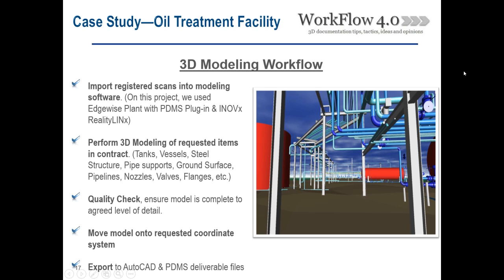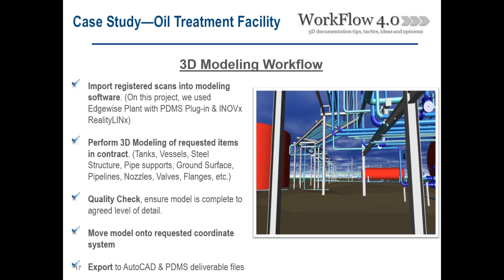So next, after doing the scanning, after doing the registering, and having a point cloud ready to use, we move into our 3D modeling. On this project, we would import our registered scans into Edgewise Plant, and Innovex Reality Links is the other software we use. As we know, Edgewise Plant currently is for modeling pipelines and components such as valves, flanges, etc. And as we're going to see later, they're working on steel.